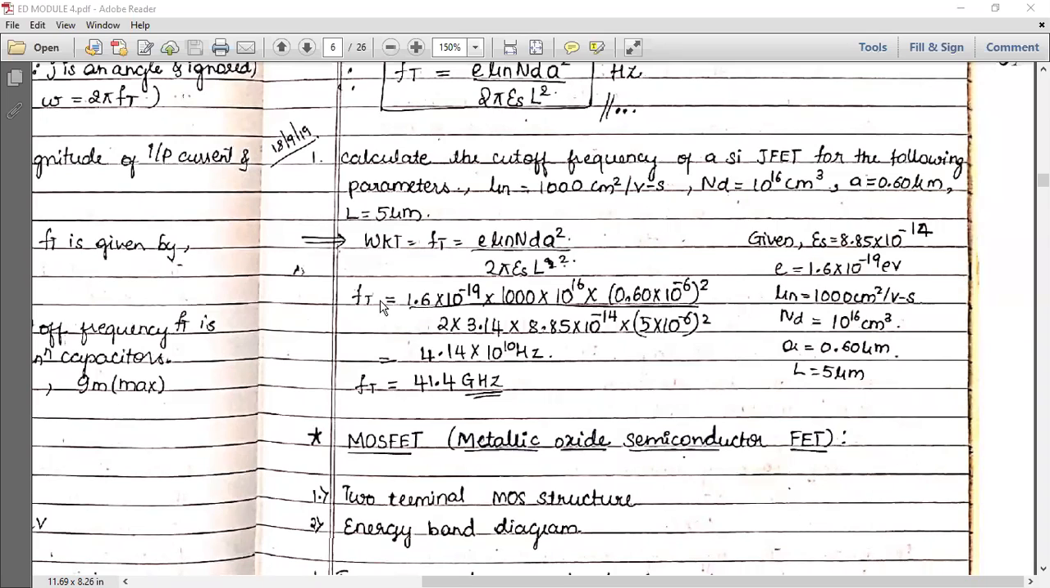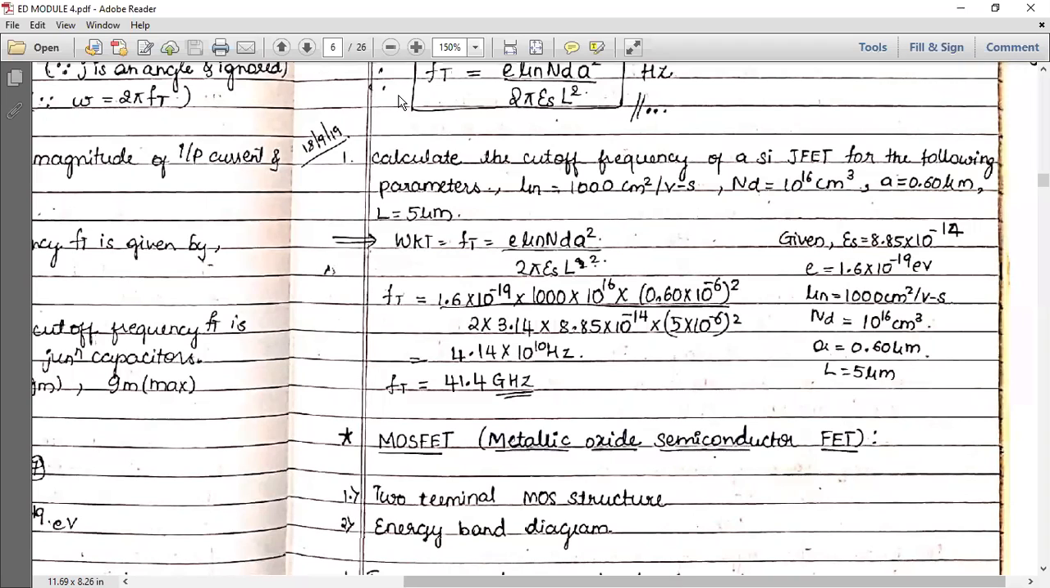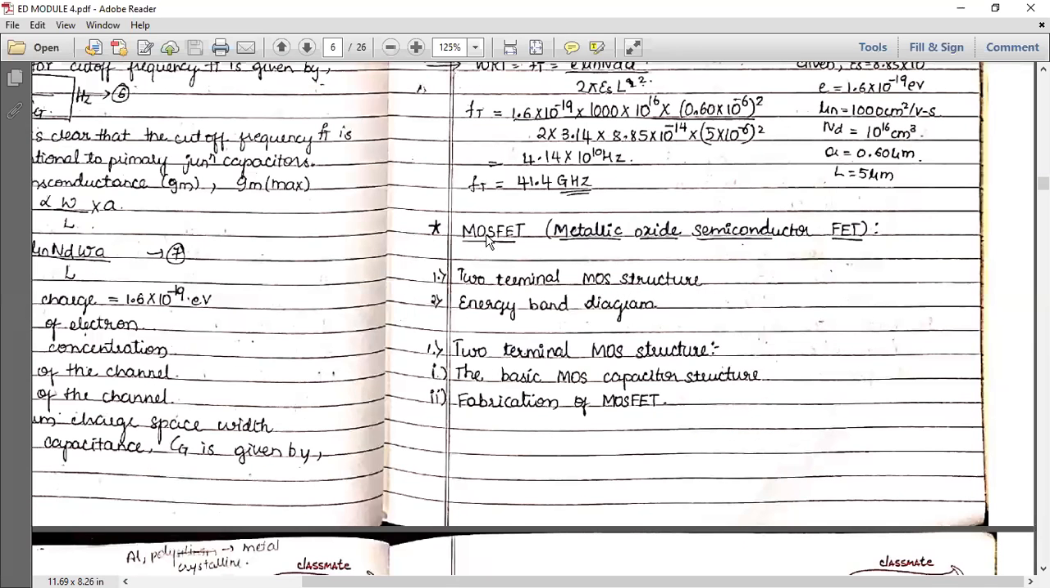I hope everyone solved this problem. Now we'll move on to the next topic, MOSFET, which is the metal oxide semiconductor field effect transistor. In this, we are going to discuss the two-terminal MOS structure and then the energy band diagram.